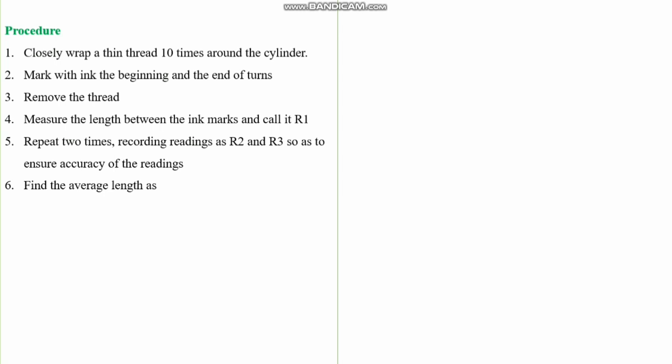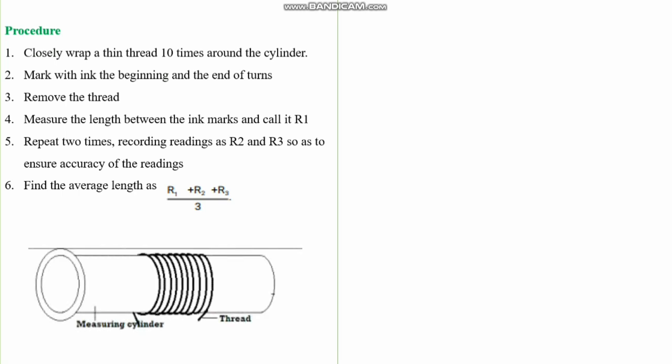That is the length. You divide by 10 turns, because 1 turn is equal to the circumference. We find R1 is the first circumference. Therefore, circumference is found by the length measured on the meter rule divided by the number of turns, which is 10 turns. So we do this 2 to 3 times, then that is R2 and R3. Then we find the average length as R1 plus R2 plus R3 divided by 3. This will give us the most accurate length of the circumference of the cylinder.